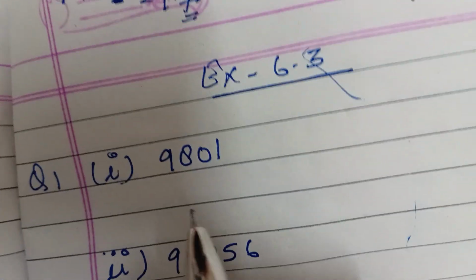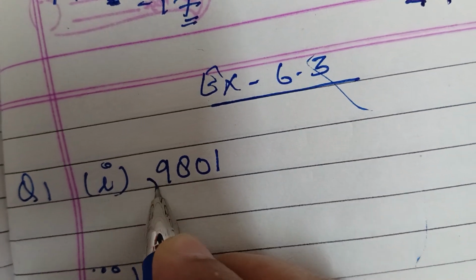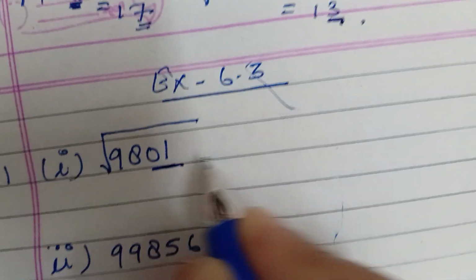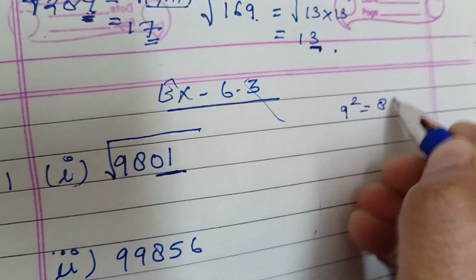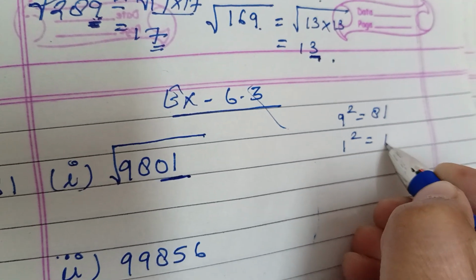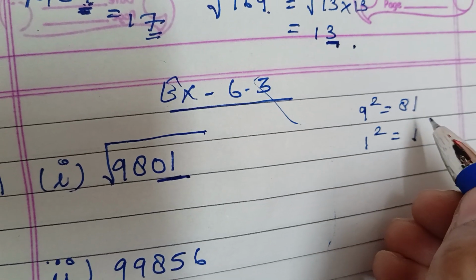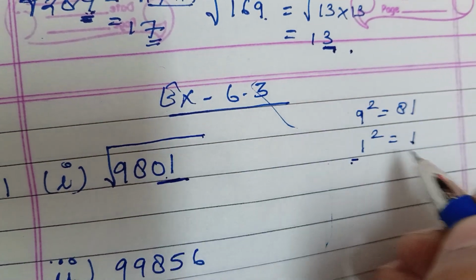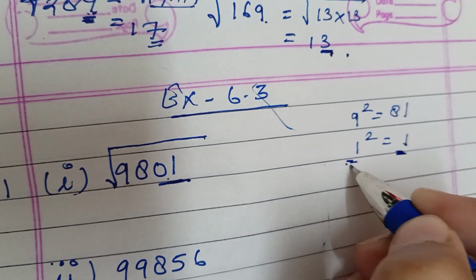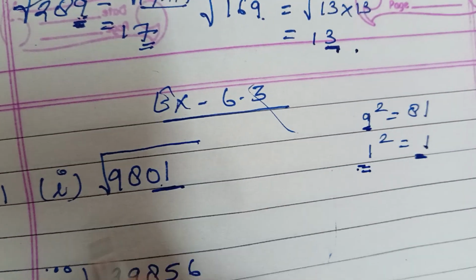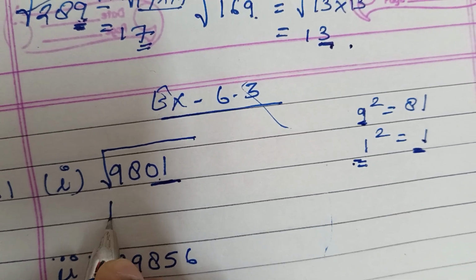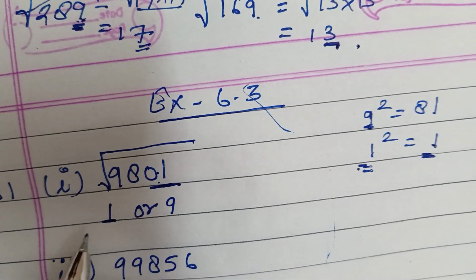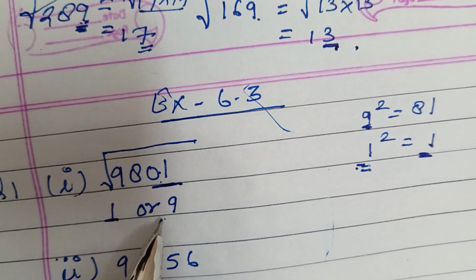So the first is 9801. In the square root of this, you can see that the unit place is 1. So 9 square is equal to 81 and 1 square is equal to 1. It means if any number has 1 at the last place, then its square root's unit digit will be either 1 or 9. So in the square root of this number, the unit digit or the ones digit may be 1 or 9.